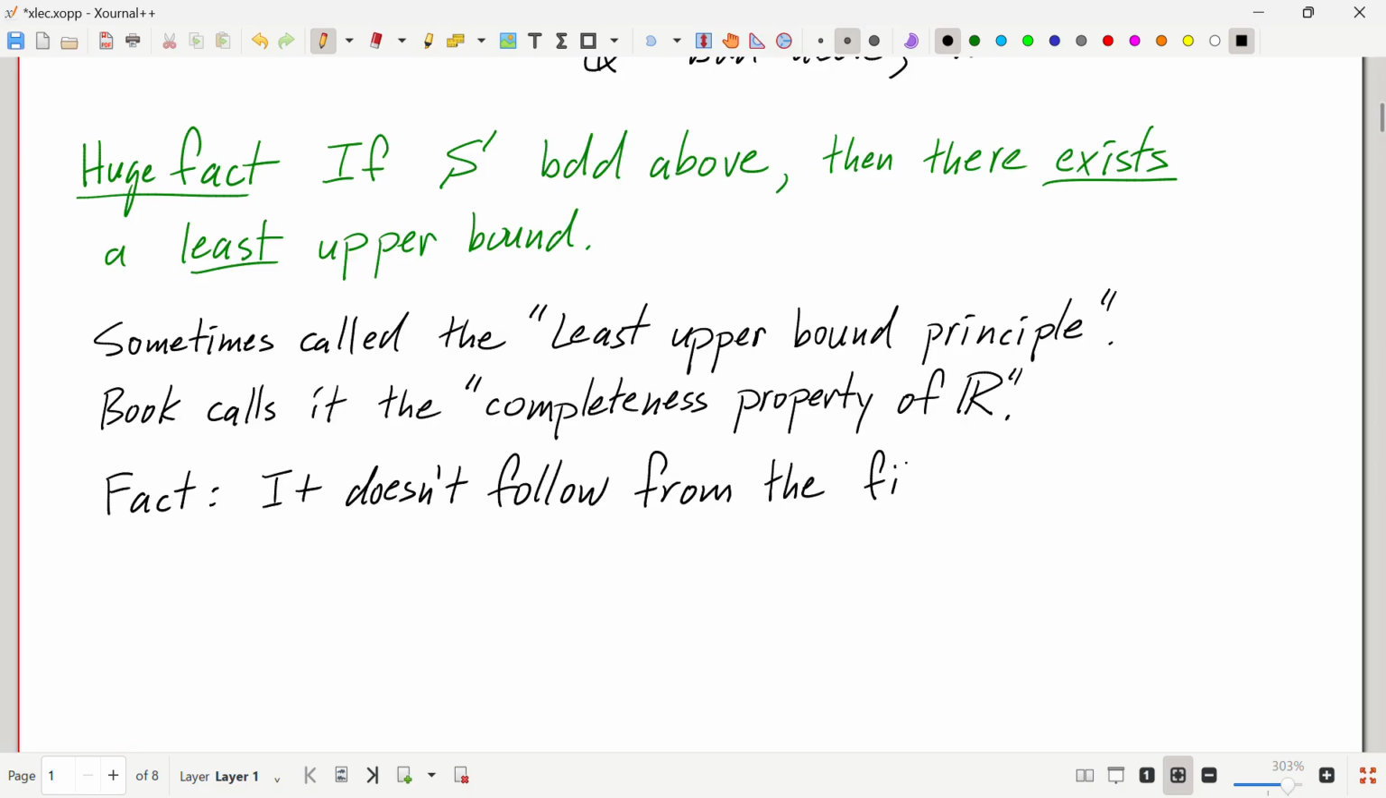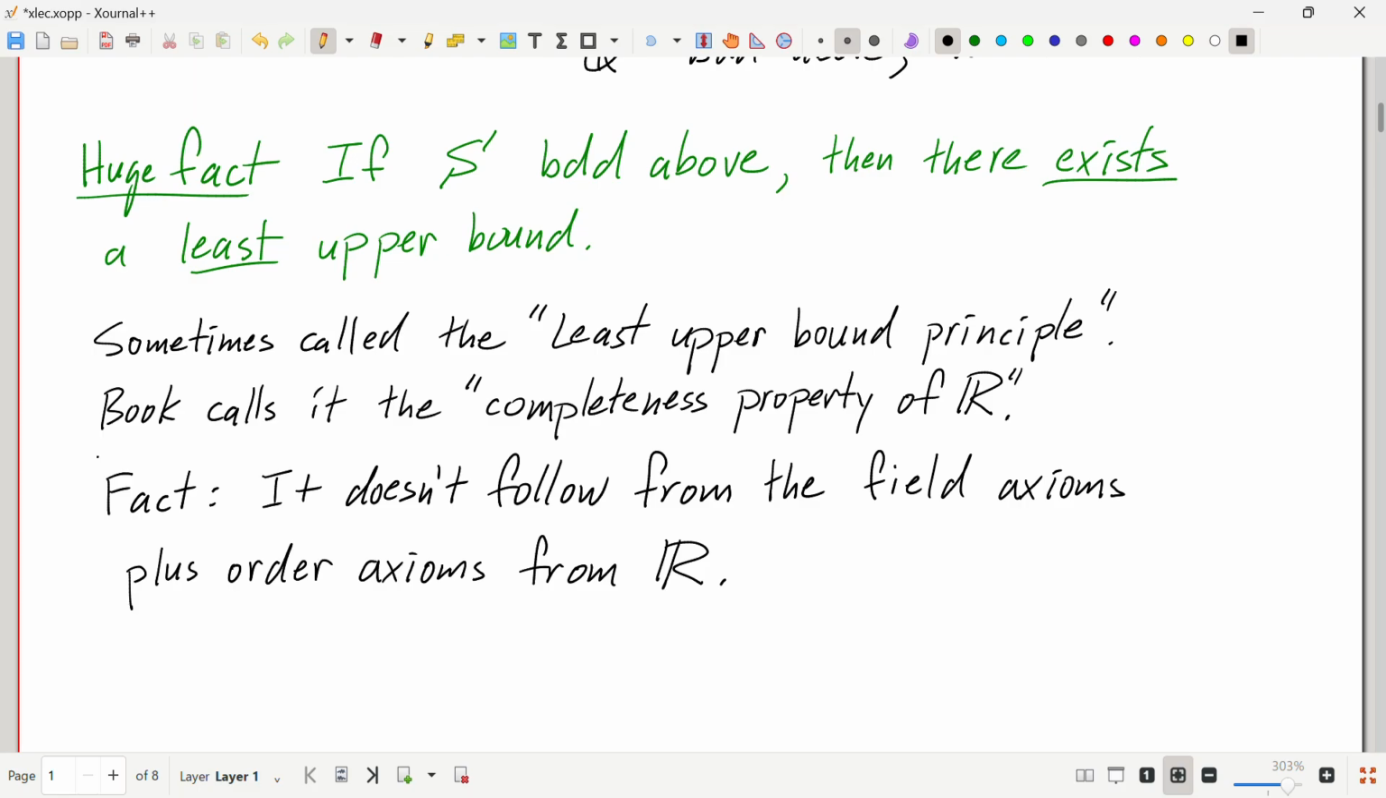The field axioms plus the order axioms. So you can actually think of it as an axiom. So we need it as an axiom. And that bugged Dedekind. Need it as an axiom.